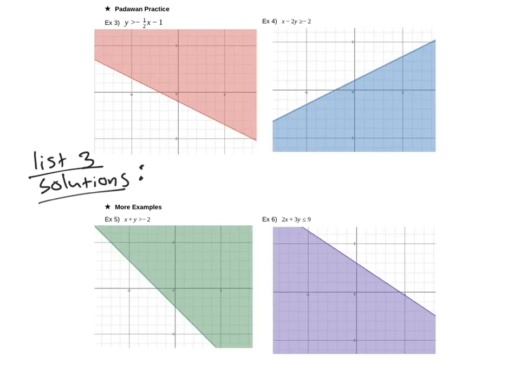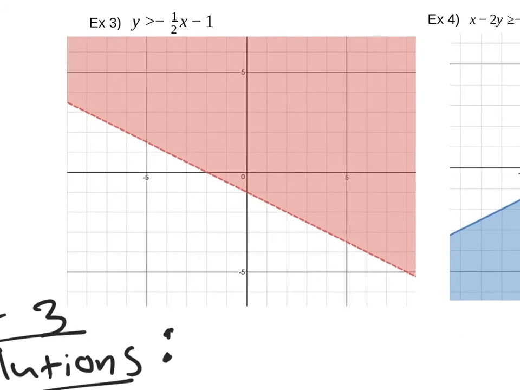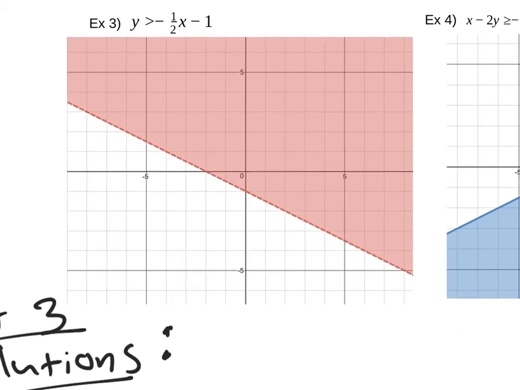All right, there are the 4 graphs. I'll zoom in on each of them. Let's look at the first one here, example 3. How did I graph this? Well, first of all, I plotted my y-intercept, negative 1. So 0, negative 1 is right there. And then my slope is down 1, to the right 2. Down 1 to the right 2 would put me right there.